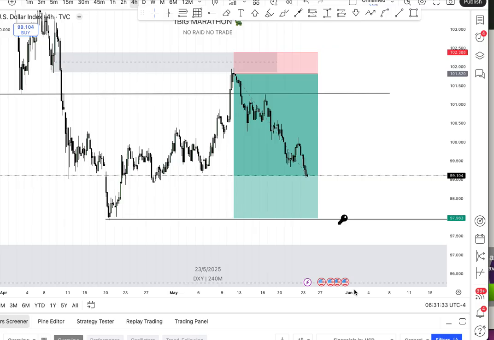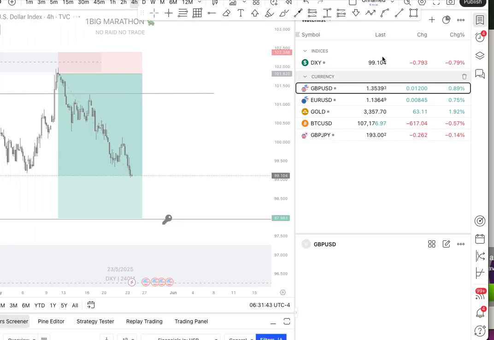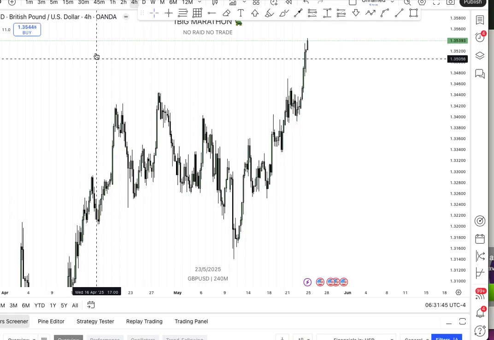So this is my view on DXY. I'm bearish till further notice. Now, on to the next one. My favorite currency, GBPUSD. I'm going to do the same.